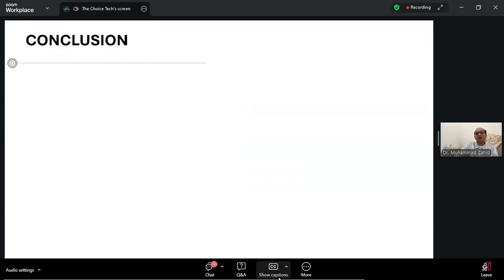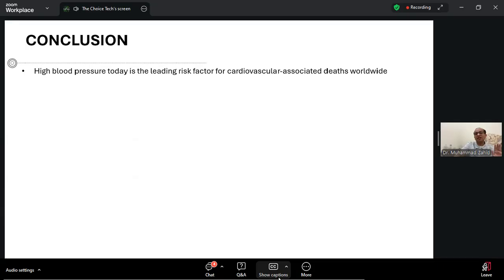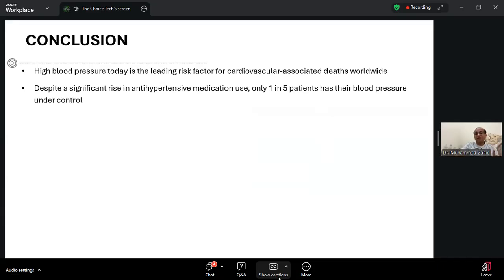So my dear friends and colleagues, in conclusion, hypertension is a silent killer. Number one, it's the number one risk factor associated with the number one cause of death, which is cardiovascular.